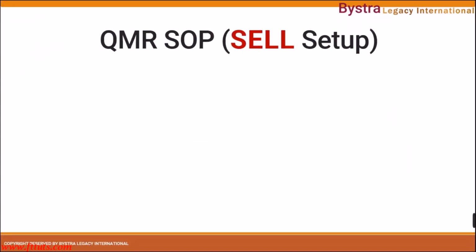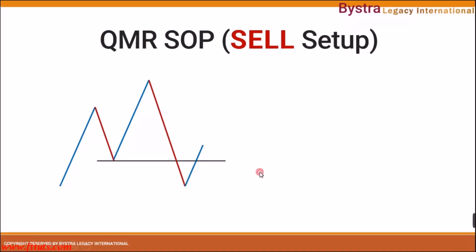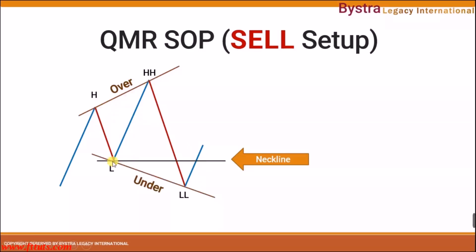So let's look at the SOP for the QMR. This is for a sell setup as price is doing its pattern. Once there is this kind of pattern, as we can see here, there's a neckline where price has broken the structure. Let's mark the structure: high, low, high, and lower low. At the same time, there's an over and under. So when we have this structure, this is what we call a QM about to be.